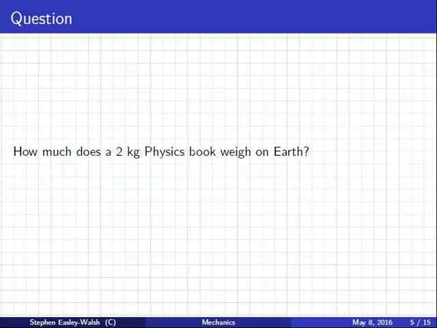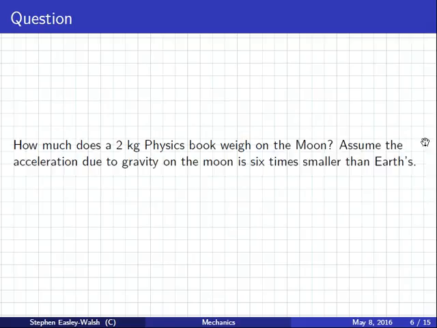Good. Next example. How much does a 2 kilogram physics book weigh on the moon? Assume the acceleration due to gravity on the moon is 6 times smaller than the Earth. So your g is 6 times smaller on the moon. Something like that. Is it? For what?